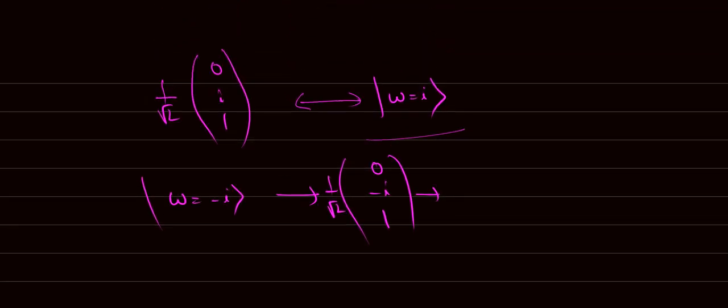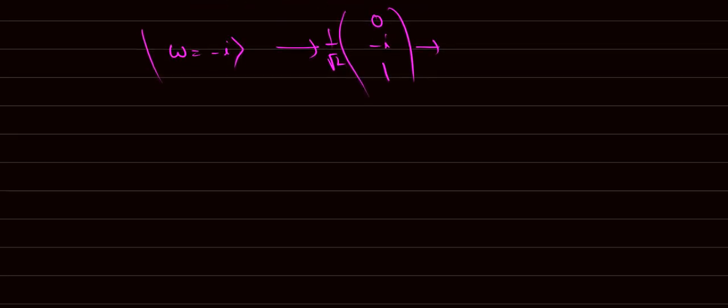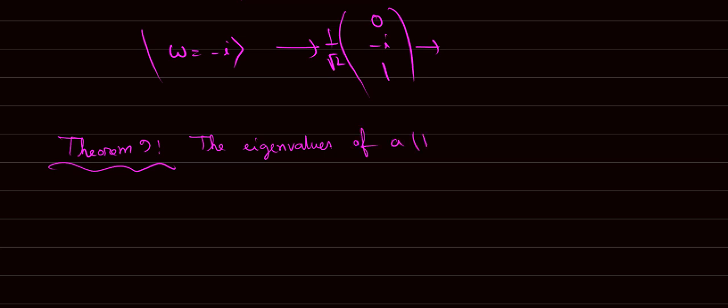Now we are familiar with eigenvalues and eigenvectors, so we need to study some properties and theorems about eigenvalues. Theorem number 9, and it is very important for quantum mechanics. Theorem number 9: the eigenvalues of a Hermitian operator are real. Let's prove it.